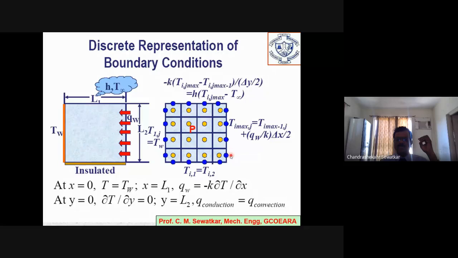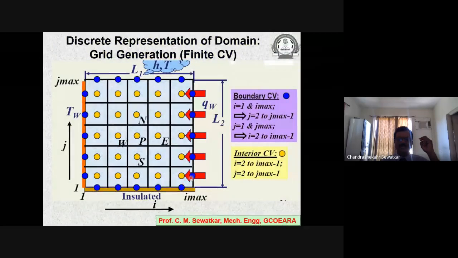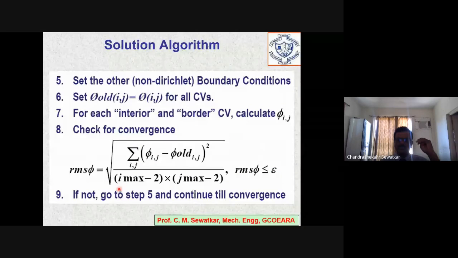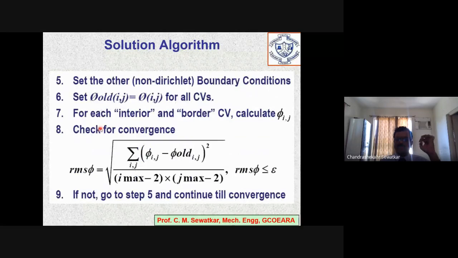For example, in this case, I max is 7. So 7 minus 2, that's this goes and this goes. We are finding the solution for 5 along the x direction and 5 along the y direction. So I max minus 2, j max minus 2, these are the total number of cell centers at which the solution is being found. If this RMS value is less than epsilon, which we defined at the beginning as EPS, my solution has converged.